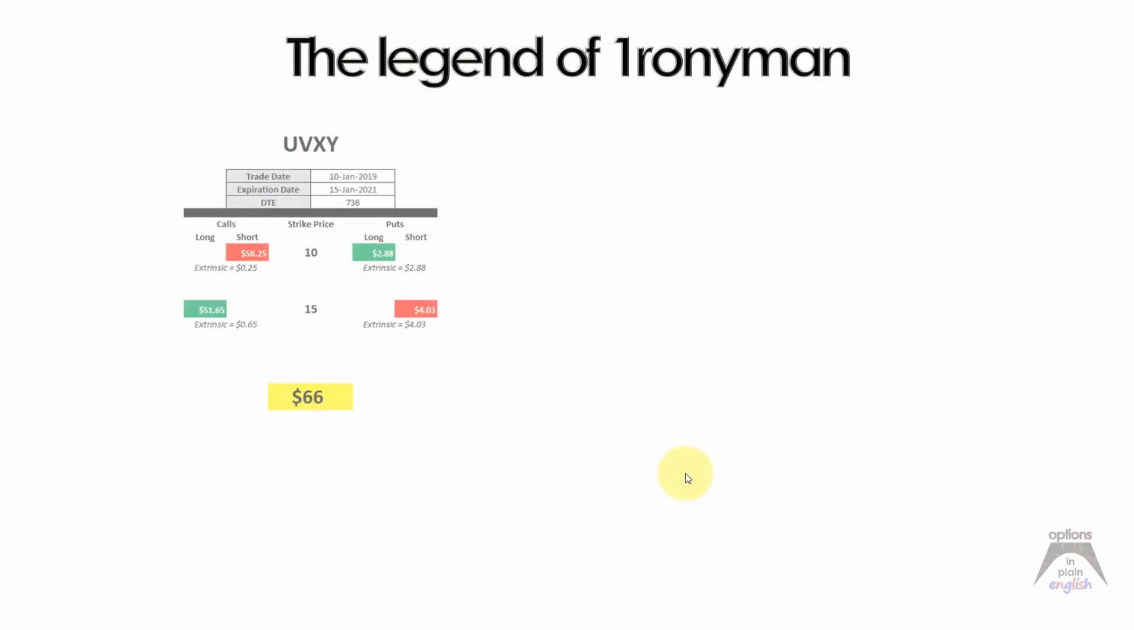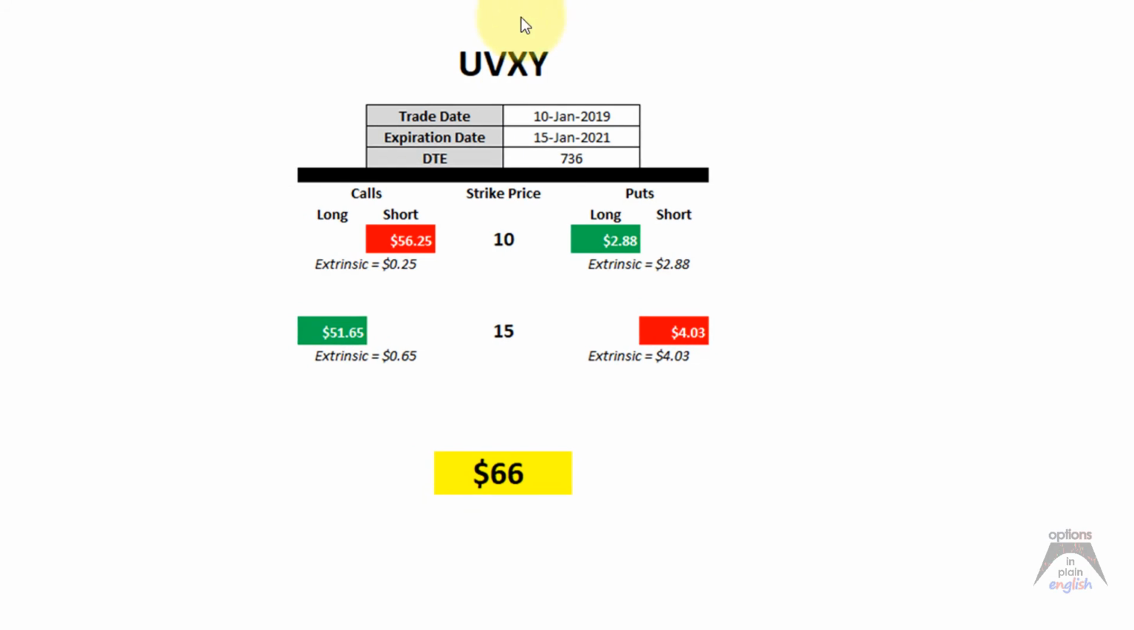So what do we have? Let's analyze the position. Okay, so we have UVXY. I went back and I got the price that it was trading at. Of course, I don't know the time, but it was trading in around this range, and $66 seems like the right price based on the prices. So this is the trade. He's short a call at 10, long a put at 10, and then long a call at 15, and short a put at 15. So these are the strike prices. And the actual stock is trading at $66.